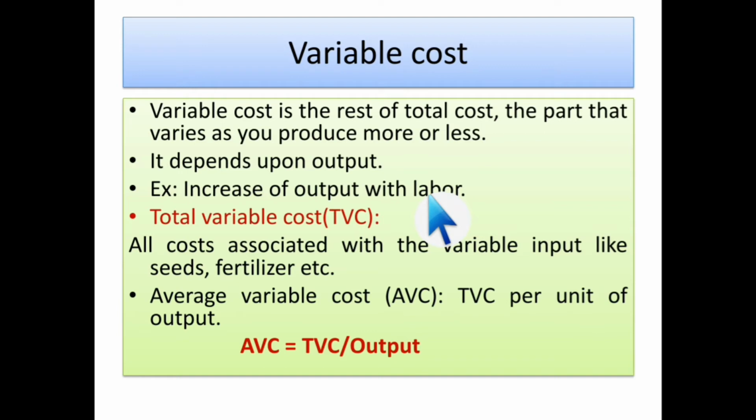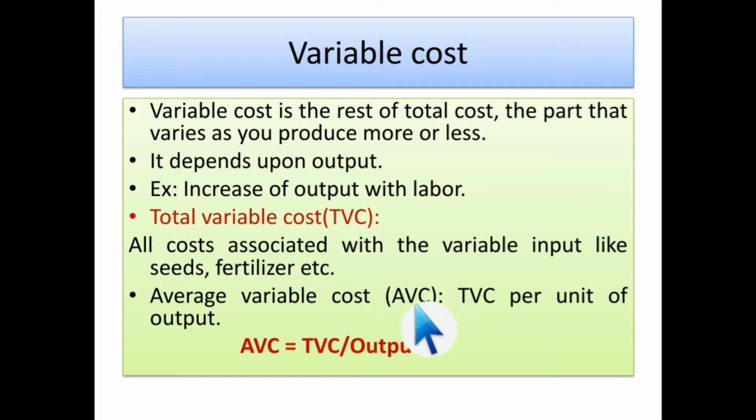But when you start producing anything, the cost associated with the production of different inputs and outputs is called variable cost, and it depends upon the output. An example is the increase of output with labor. If you increase the labor, you will increase the cost because you have to pay more wages. Associated with variable cost, first is total variable cost. All the costs associated with the variable inputs like seeds and fertilizer are called total variable cost.